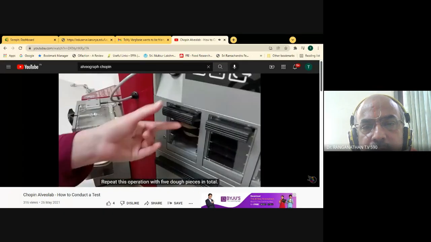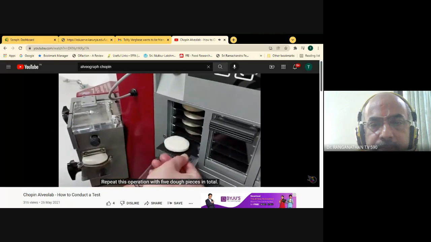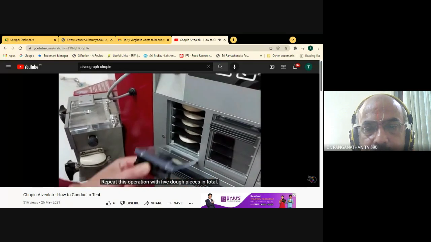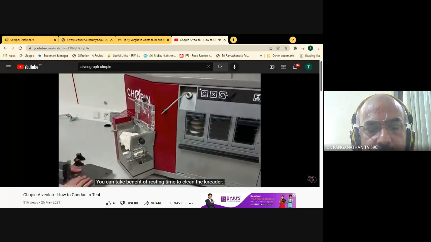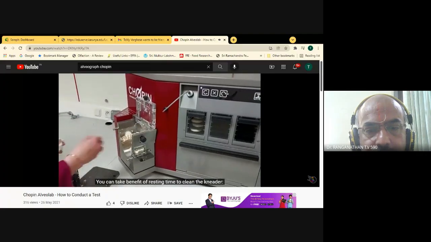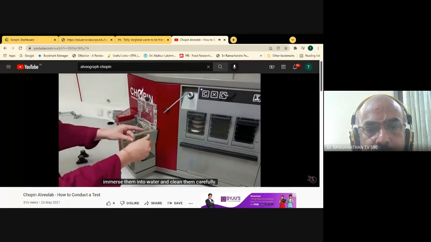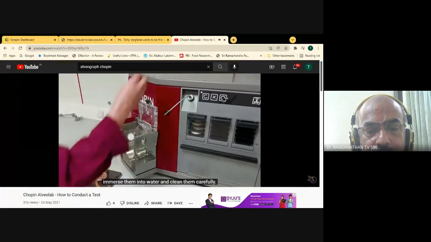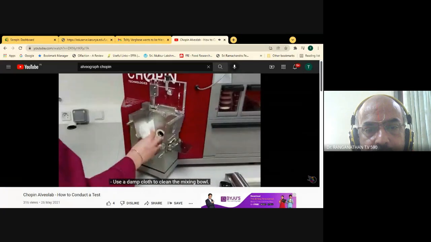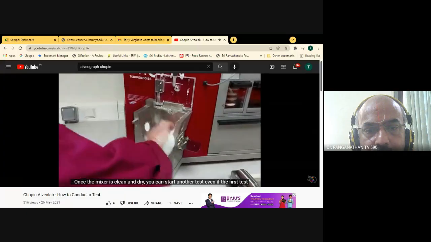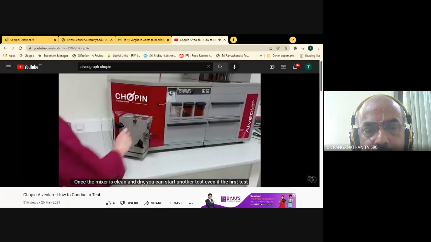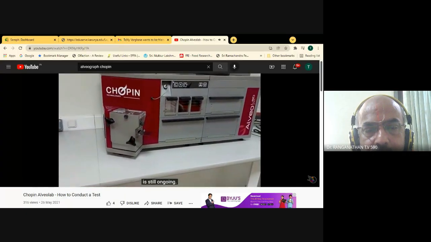Operation at constant humidity for the formation of the dough, 5 dough pieces in total. You can take benefit of the resting time to clean the kneader. Remove the flange, the remaining dough, the blade and the F register. Immerse them into water and clean them carefully. Use a damp cloth to clean the mixing bowl. Once the mixer is clean and dry, you can start another test even if the first test is still ongoing.